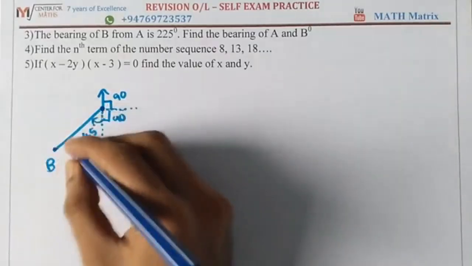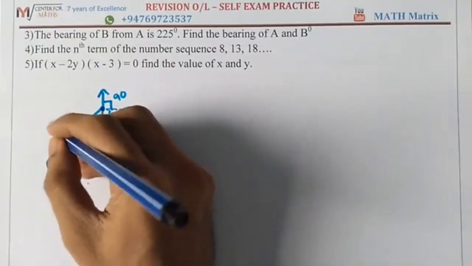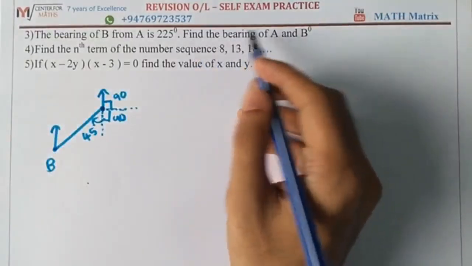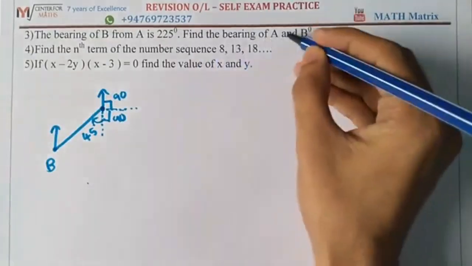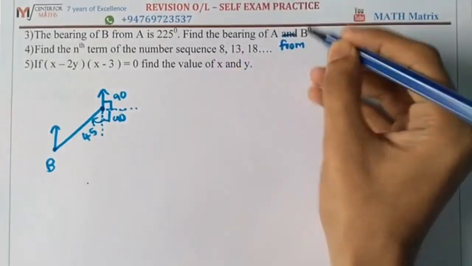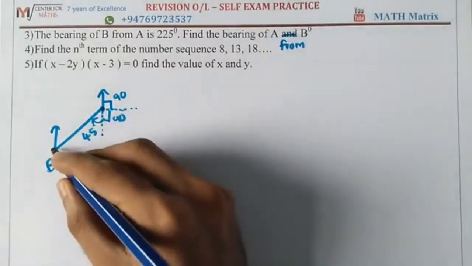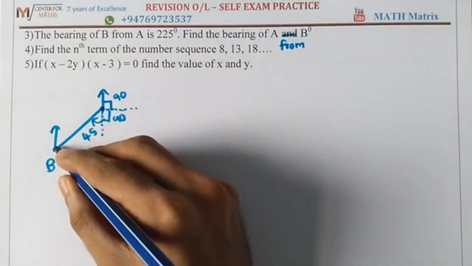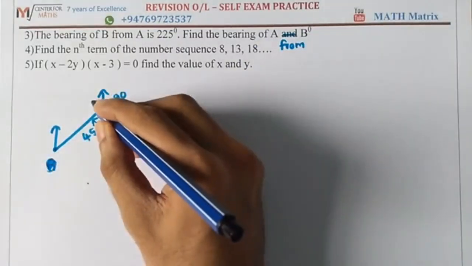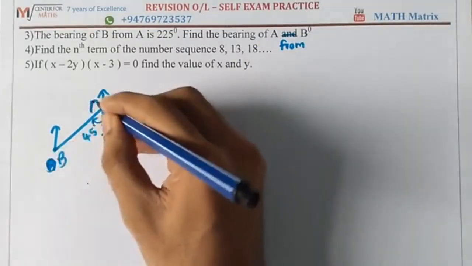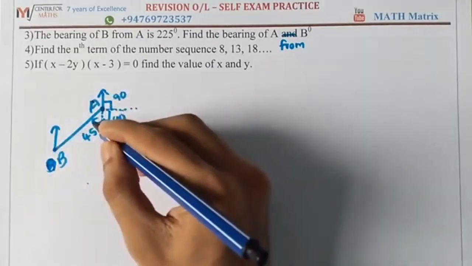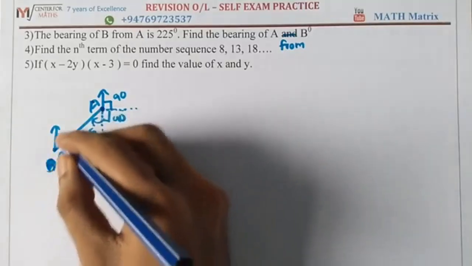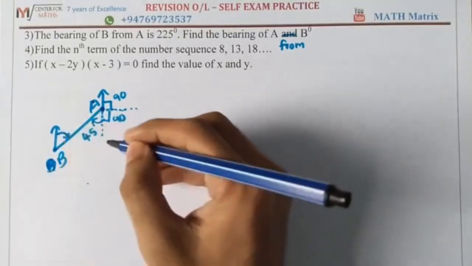They didn't give the distance of A and B, but here they are asking, find the bearing of A from B. Now already we have found the bearing of B from A. Bearing of B from A is 225, already they have given that. Find the bearing of A from B means we have to again go in the clockwise direction.